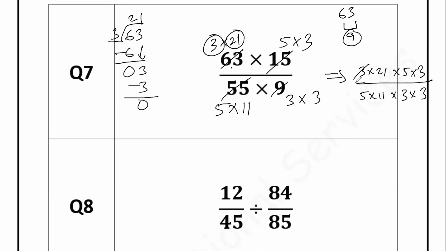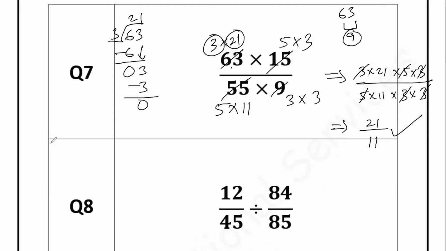3. Now enjoy canceling like that, like that. So I got 21 only on the top and 11 on the bottom, and that's my answer. Make sure you haven't missed out on any numbers. That's the reason we are doing it neatly.